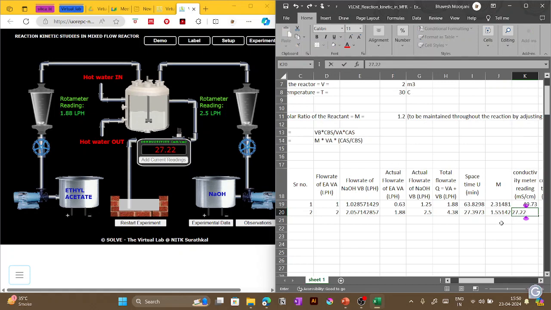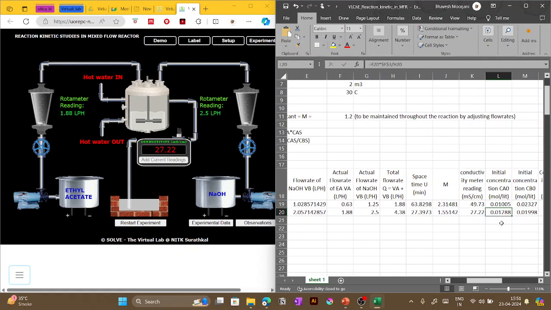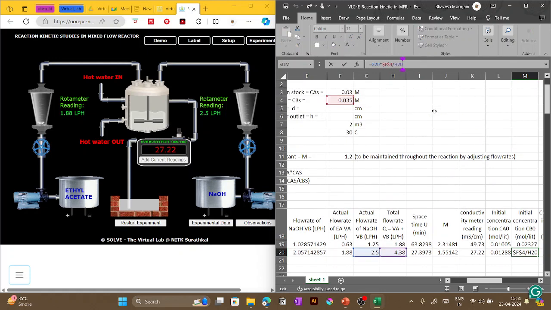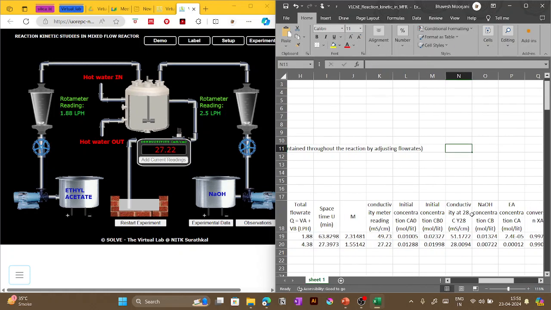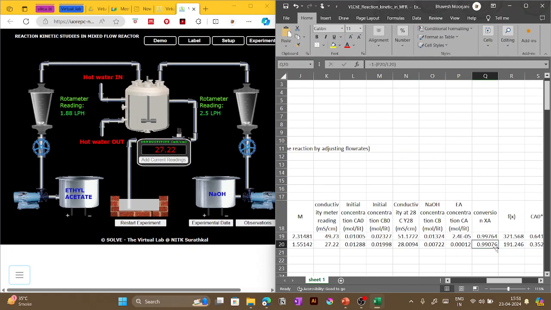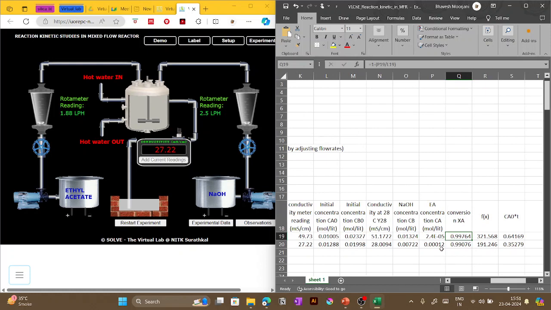Okay, so conductivity value, write it down, 27.22. Okay, and then based on that initial concentration of A, initial concentration of B, these are the same equations that have been used. I will not discuss it again and again. You can just look it up. Then define the conversion. See, now conversion changed from 0.997 to 0.990. Same Fx and this has changed.